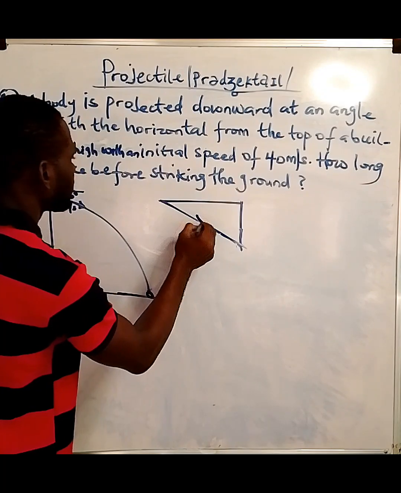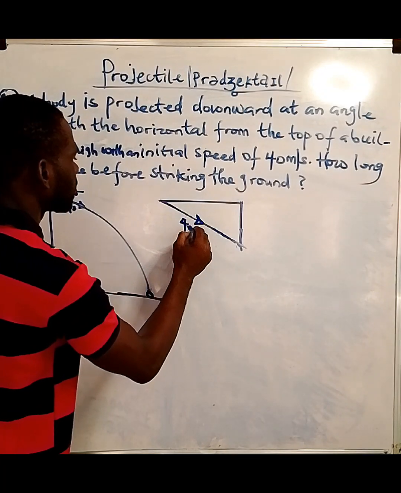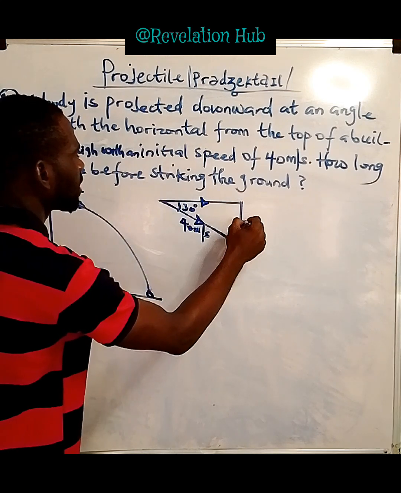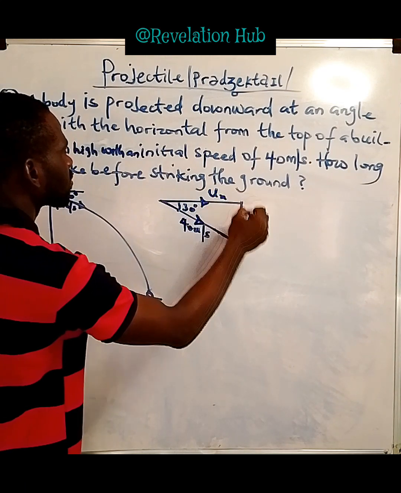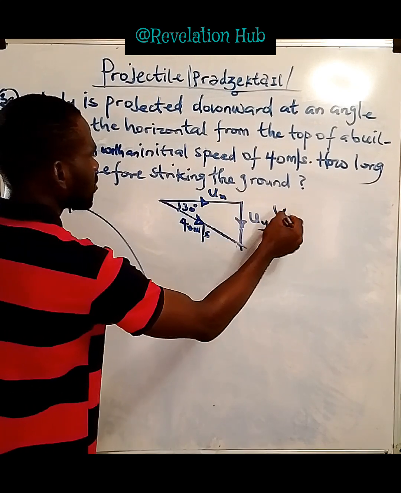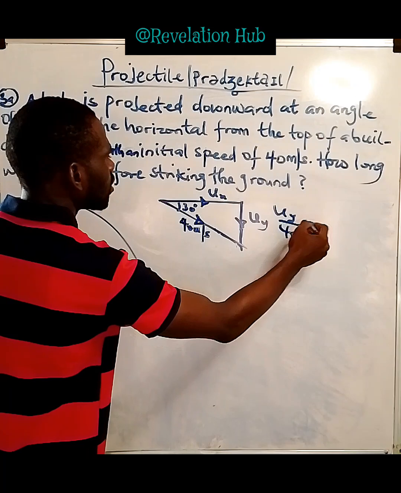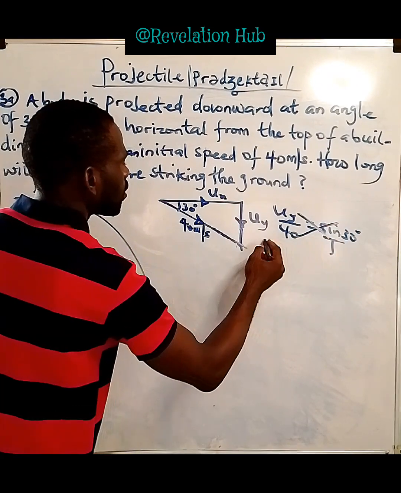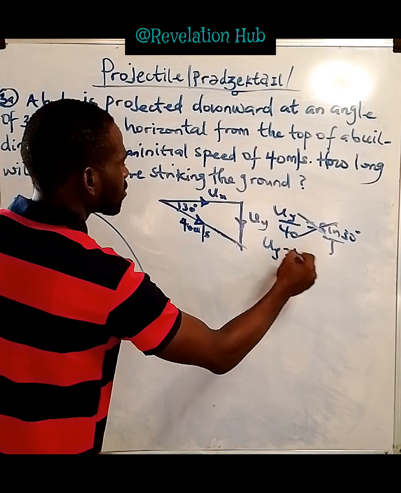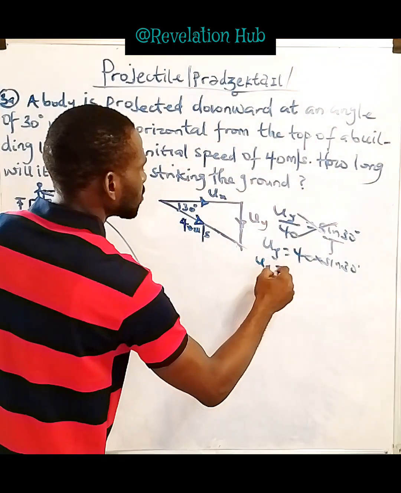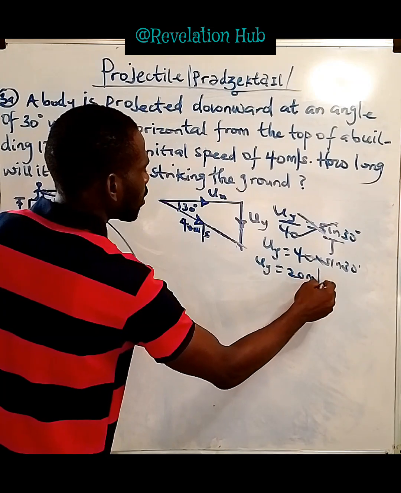So here we have 40 meters per second at 30 degrees. So don't forget the components: initial speed along x, initial speed along y. So this faces your opposite over hypotenuse. That's uy over 40 equals sine 30. That's the first thing we do, very important. So initial speed along the y-axis is 40 times sine 30. That will easily give us 20 meters per second.